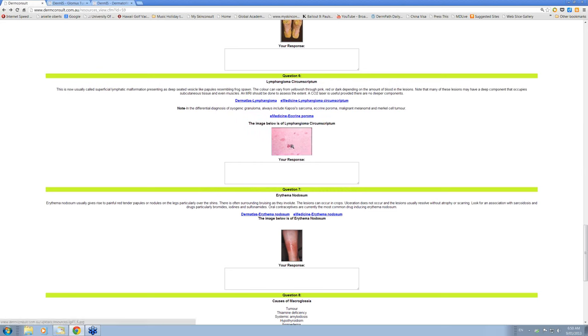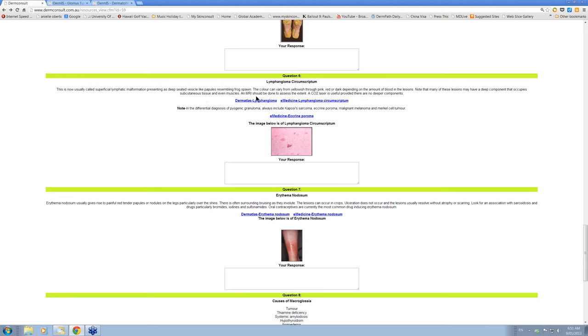They'll weep. If you break the surface of them, they'll tend to ooze and weep. Occasionally they can get secondarily infected. We've said lymphangioma circumscriptum is now usually called superficial lymphatic malformation, presenting as deep-seated vesicles or vesicle-like papules resembling frog spawn. Color can vary from yellowish through pink, red, or dark, depending on the amount of blood.